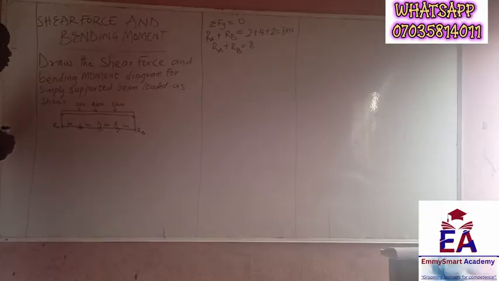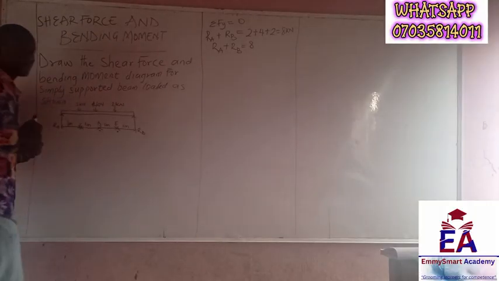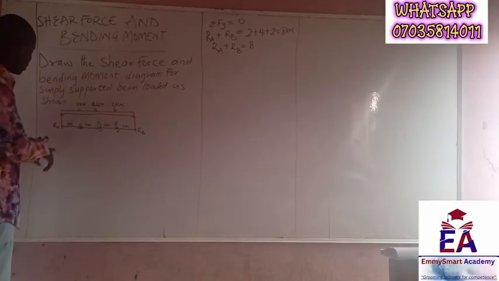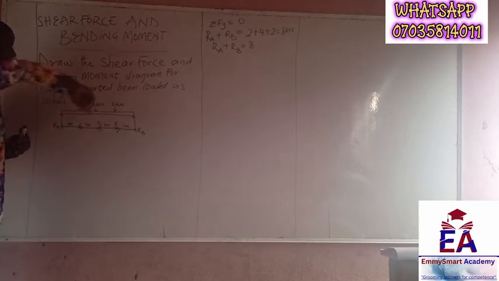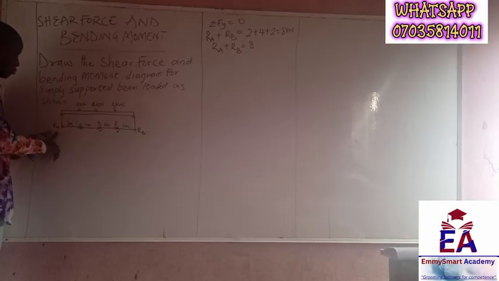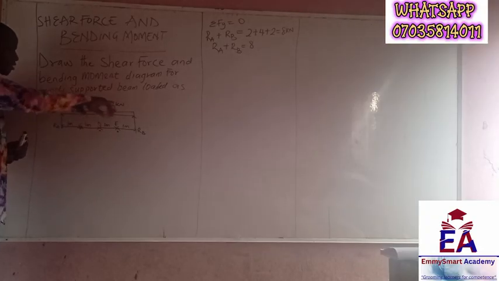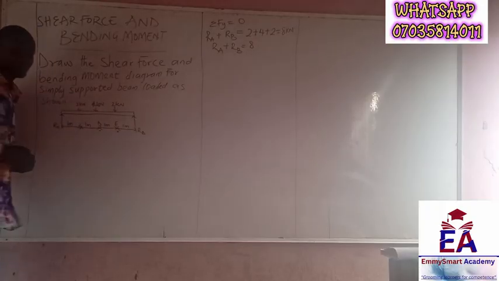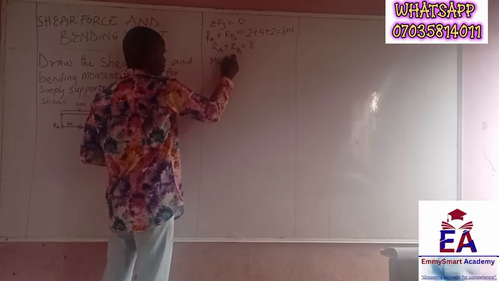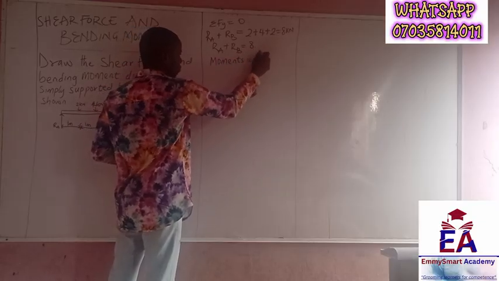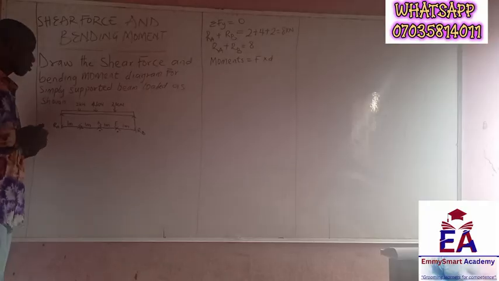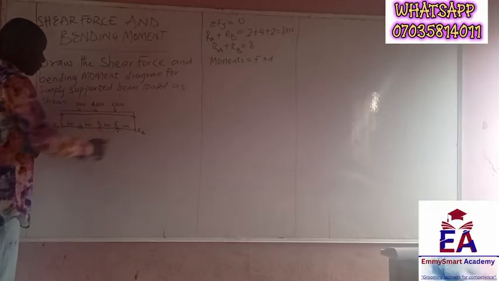So now, we want to look at moments. When we talk about moments, moment is the turning effect on a body, turning effect at a point. So if I look at the point A, turning effect is what is going to rotate this beam in the clockwise direction. That's the moment about point A. So if I take the moment about point A, I'm going to start from A to take the moments. Take note that moment is equal to force times distance.